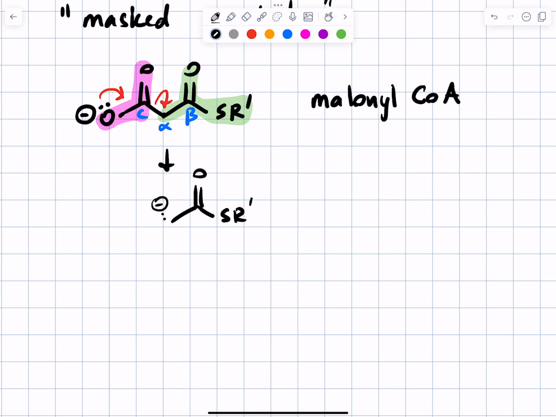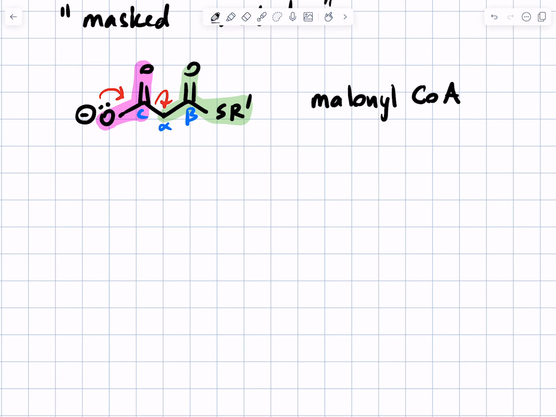So sometimes when nature wants an enolate, it will bottle the enolate up and mask it as this beta keto acid, which then when it gets to an enzyme active site can undergo the decarboxylation reaction. So what I'm going to show you now is a step that happens in fatty acid synthesis. The decarboxylation happens and you end up with the enolate. All of this in an enzyme active site.